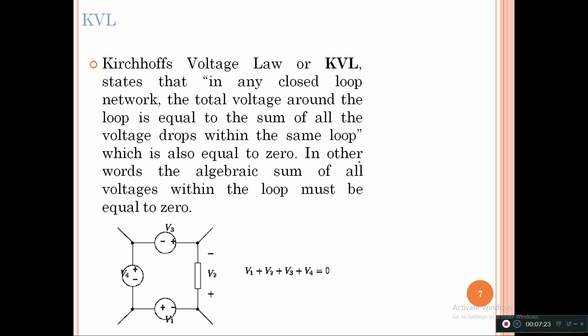Okay, now as you can see from the definition, in any closed loop network, the total voltage around the loop is equal to the sum of all the voltage drops within the same loop, which is also equal to 0. Or in other words, the algebraic sum of all voltages within the loop must be equal to 0. As you can see from the figure, we have taken 4 voltage sources, V1, V2, V3 and V4. If we sum up these voltage sources, it has to be equal to 0. Okay, so this is nothing but the KVL.